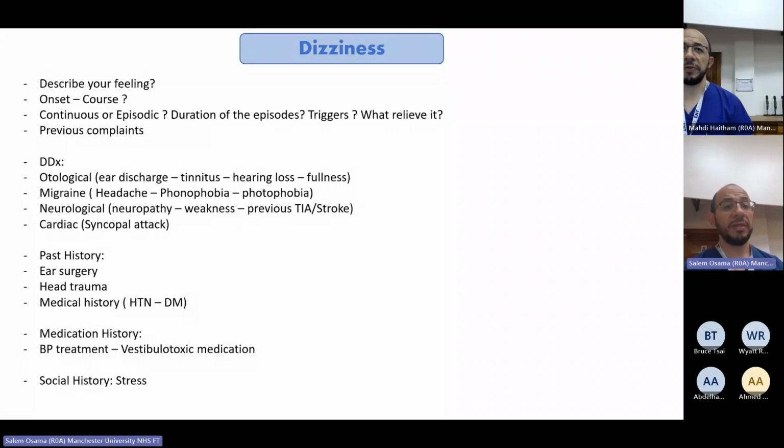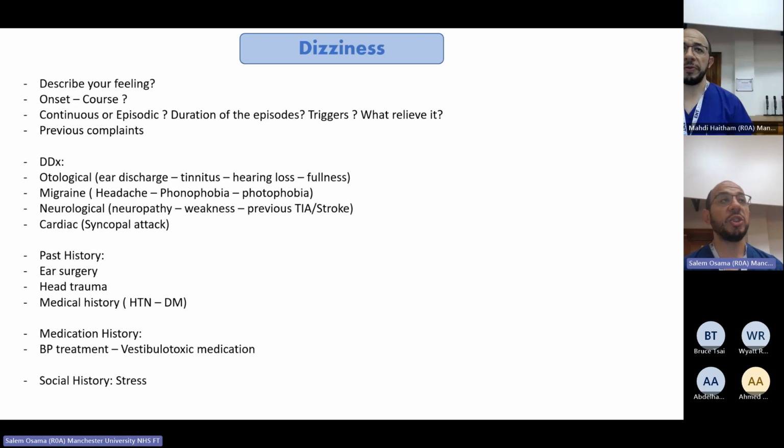Neurological causes: ask about having weakness, any numbness in the feet, previous TIA, stroke. And cardiac: if the patient has any syncopal attack, loss of consciousness, or in the past. And one of the most important things is the past history. Ask about ear surgery, or any previous head trauma or head injury, and the medical history, specifically hypertension and diabetes.